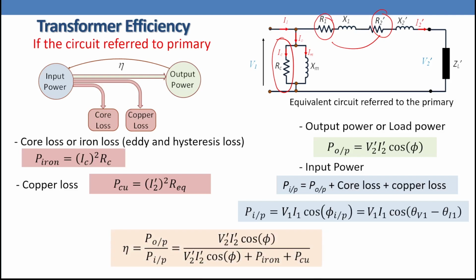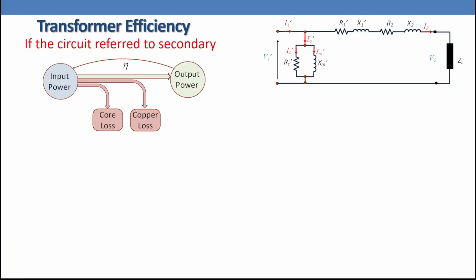So eta equals P output over P input equals V2' I2' cosine phi over V2' I2' cosine phi plus P iron plus P copper. And phi is the load power factor. We are going to repeat the analysis if the circuit is referred to the secondary side.